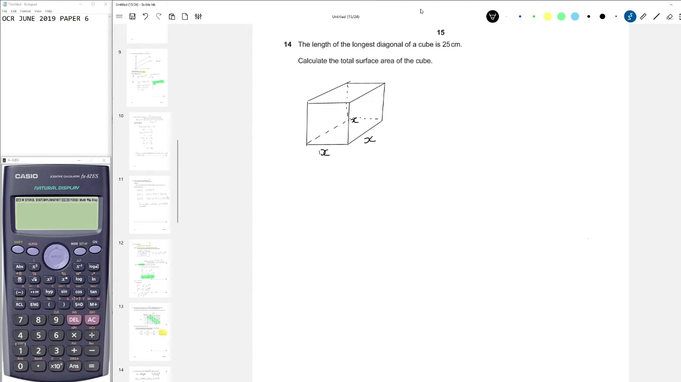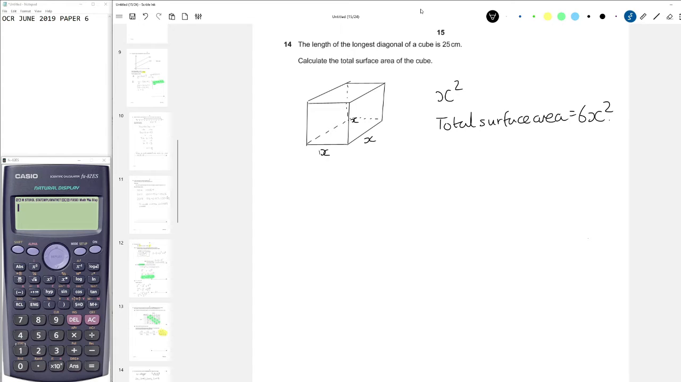So that means the total surface area would be the area of one of the faces times by 6. Now the area of one of the faces would be x times x, which is x squared. So the total surface area would be 6x squared. So we just know that.